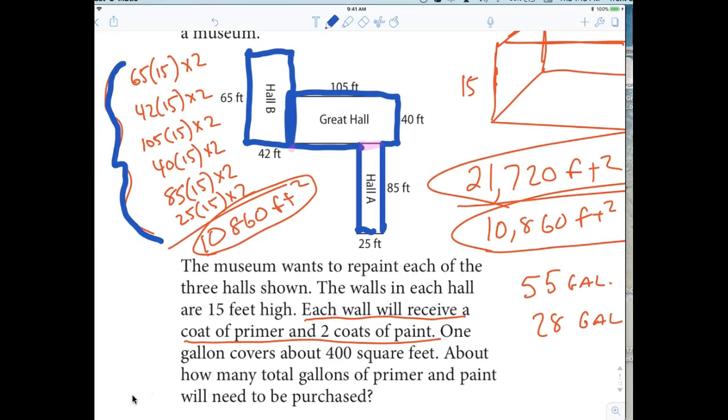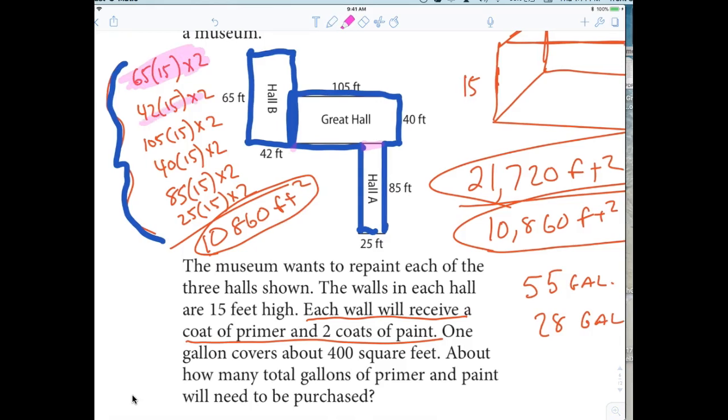Now, are we painting the floor or the ceiling? No, just the walls. Now, I need you to look up to make sure you're hearing me. That was 65 times 15 times 2, because those walls appeared twice. 42 by 15 appeared twice, and so on down the list. Everybody see that?